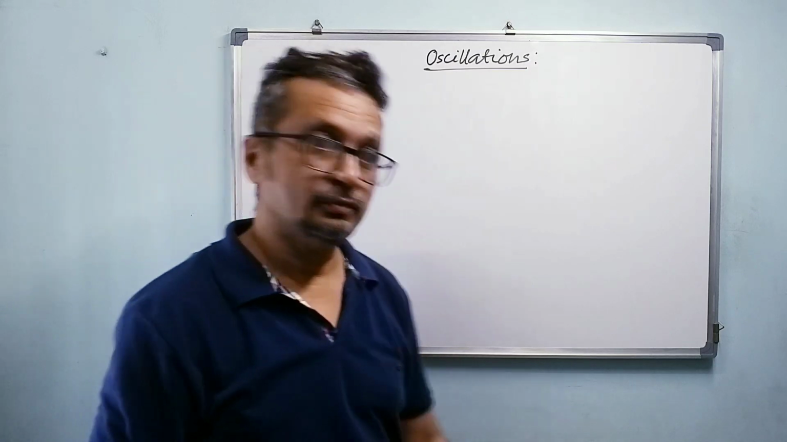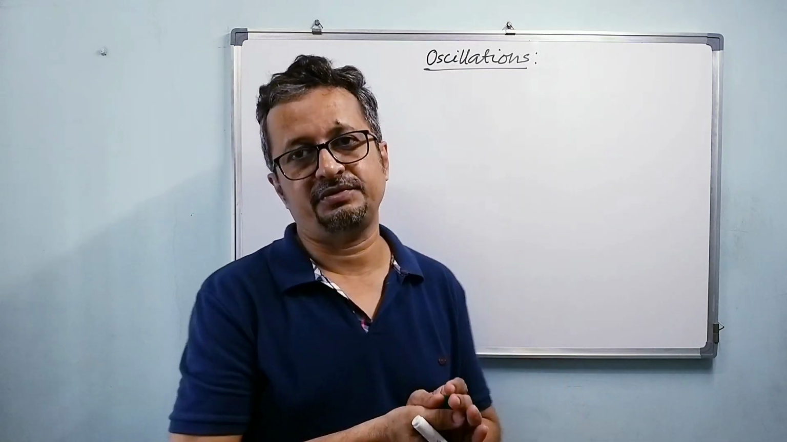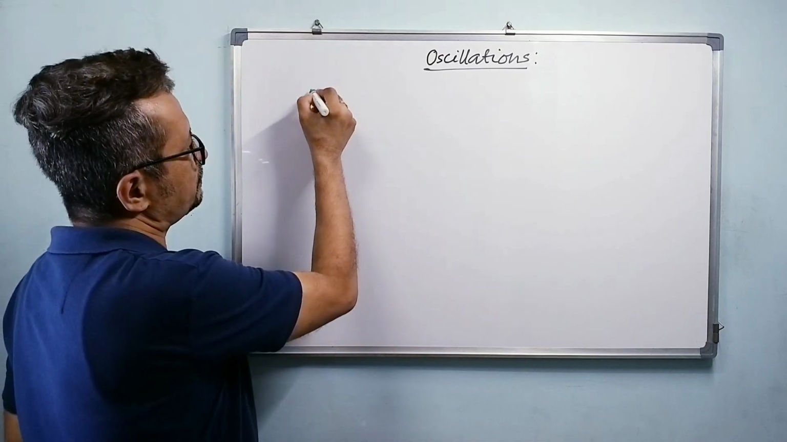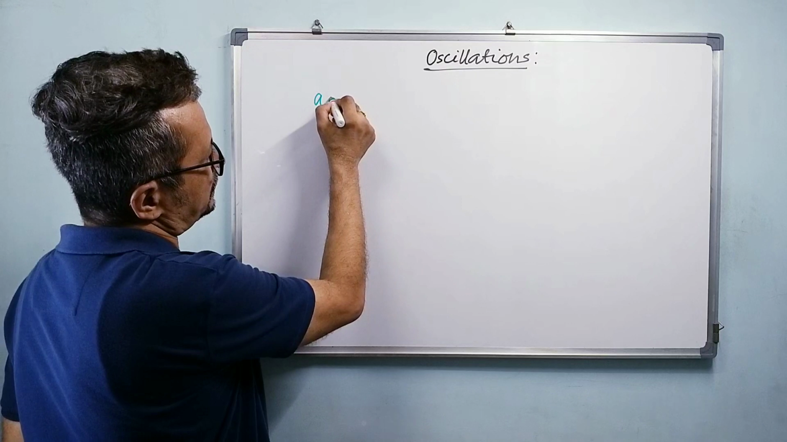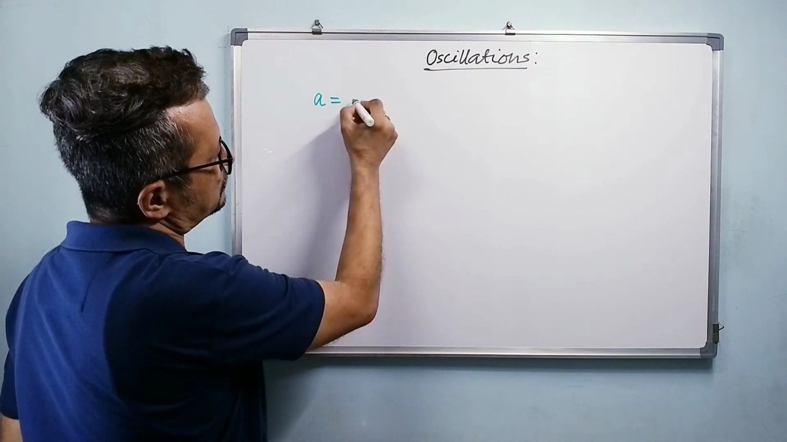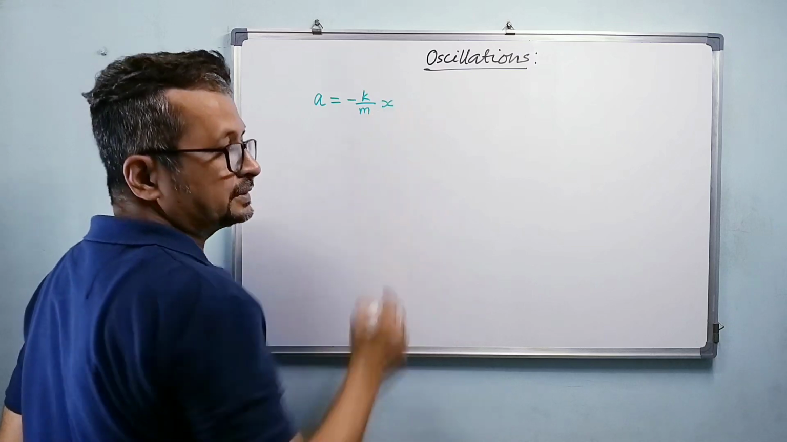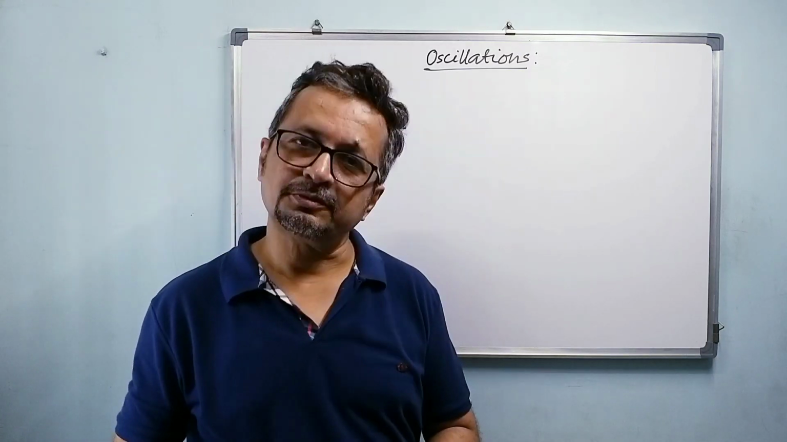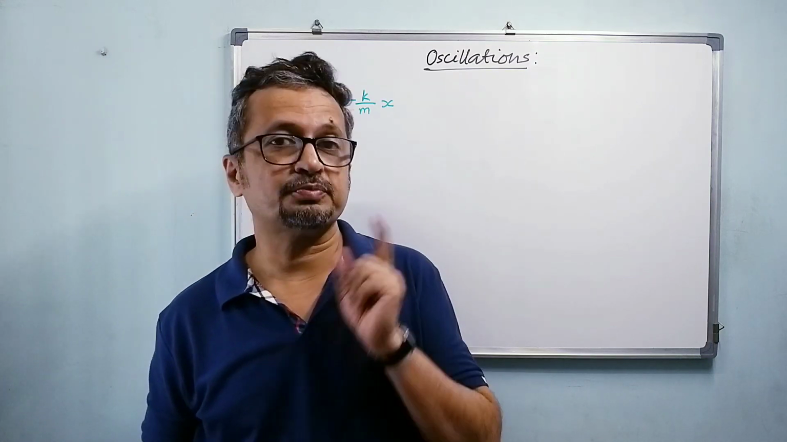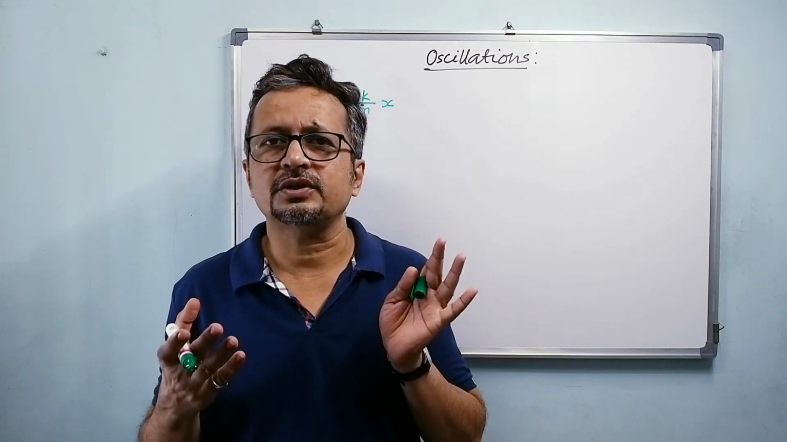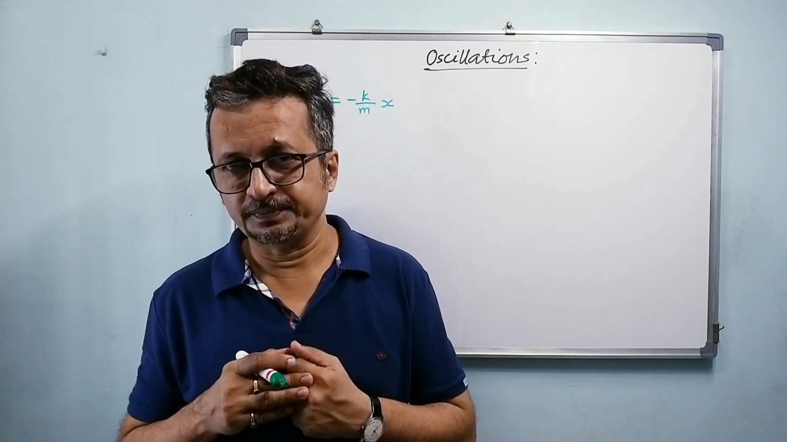Now let us move to where we had left in the last video. That was something like this: acceleration is equal to minus k upon m into x. Here x is the displacement and a is the acceleration, k is the force constant or spring constant, m is the mass of the object or mass of the vibrating body.